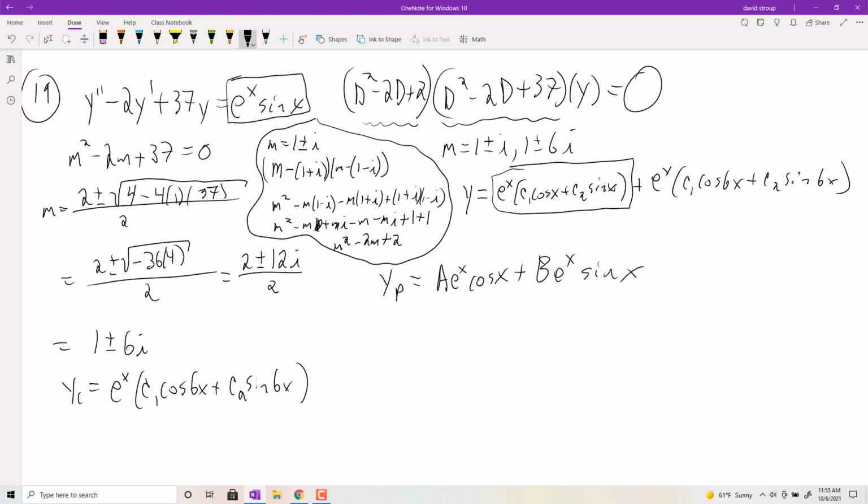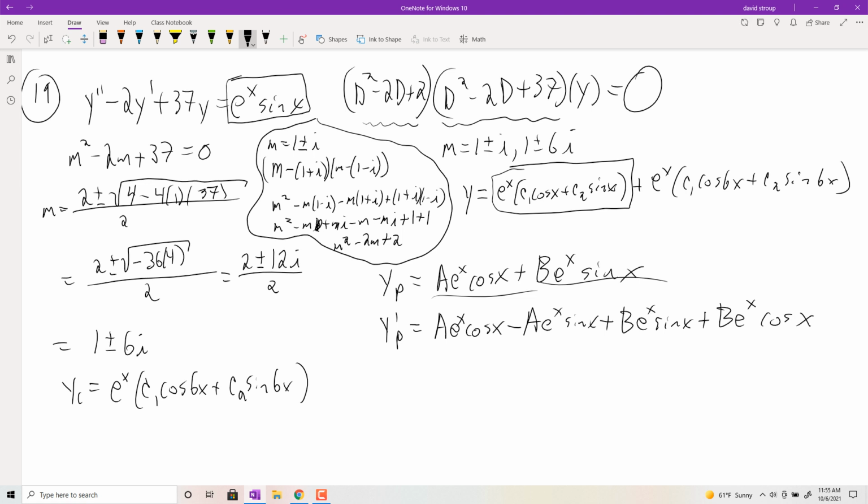And then for my differential equation, I'm going to need the second derivative. So y prime is going to be, and I have to do a product rule. So take the derivative of e to the x first. That's just e to the x. Take the derivative of cosine next. It's going to give me negative sine. And then the second part, take the derivative of e to the x first. So b e to the x sine x. Then the derivative of sine x. It's just cosine x.